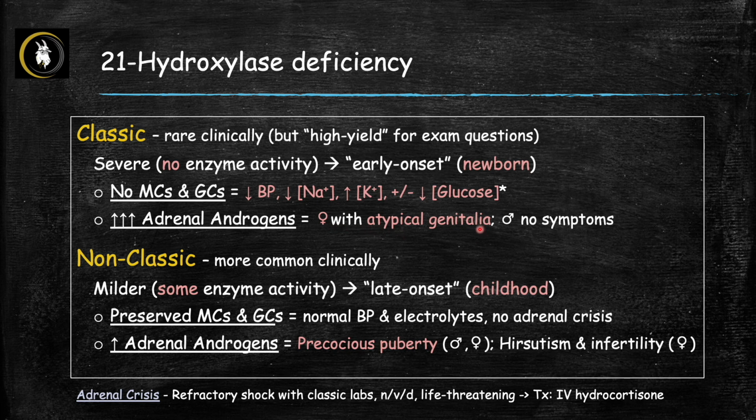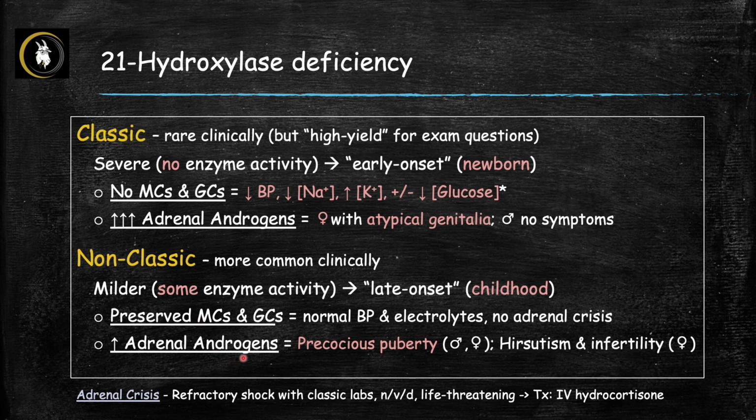Obviously, this is not going to affect the males because their external genitalia is already masculinized due to their own androgens from the testes. The more common type is the non-classic, and this is milder because the main difference here is that there's some enzyme activity. So mineralocorticoids and glucocorticoids are going to be made to some degree. So these patients are going to have normal blood pressure in labs. They're not going to have these adrenal crisis symptoms here. The main issue here is going to be some level increase in the level of adrenal androgens, but not as high as you saw here.